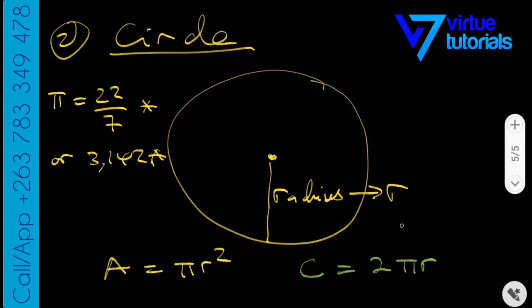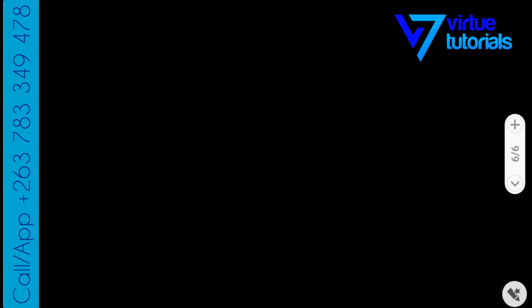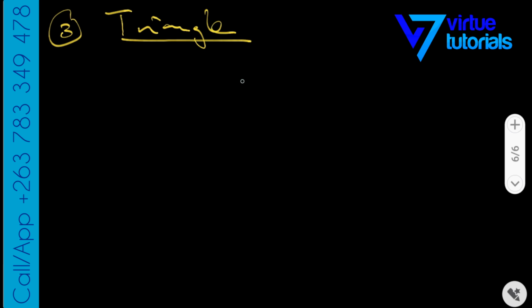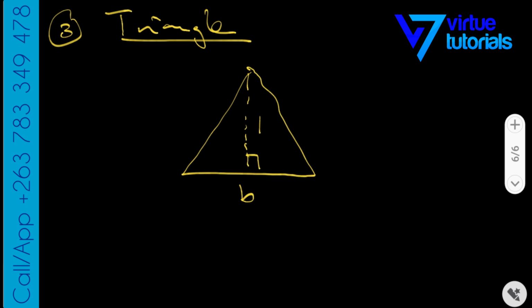Let's go to our next shape, which is a triangle. For a triangle, we have the base and the perpendicular height, h. Area of a triangle is equal to half times base times perpendicular height. That's a triangle.